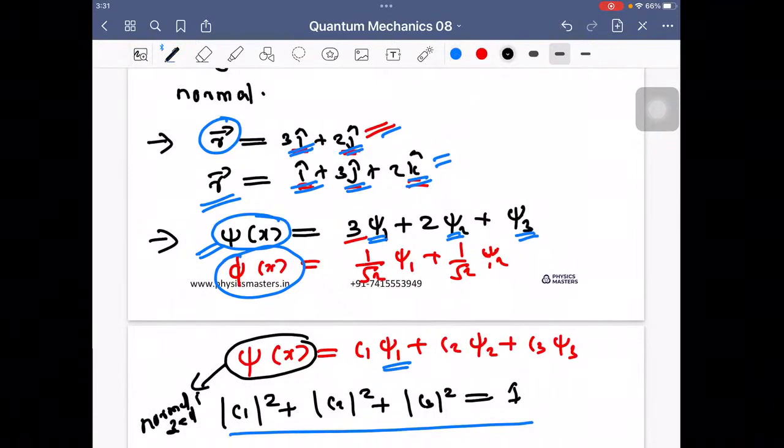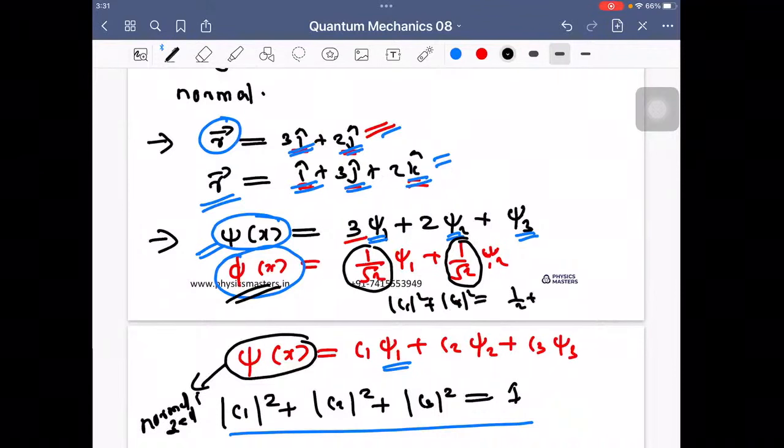Okay, so let's look here at the phi of x: c1 equals 1 upon under root 2, c2 is 1 upon under root 2. So mod c1 square plus mod c2 square equals 1 by 2 plus 1 by 2 equals 1. So here this phi of x is a normalized function.